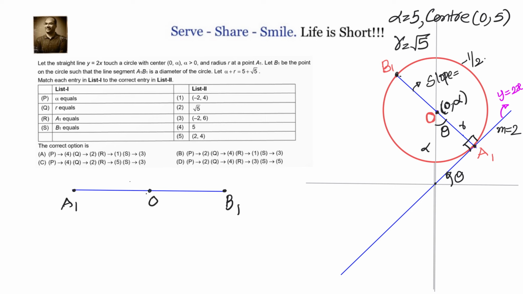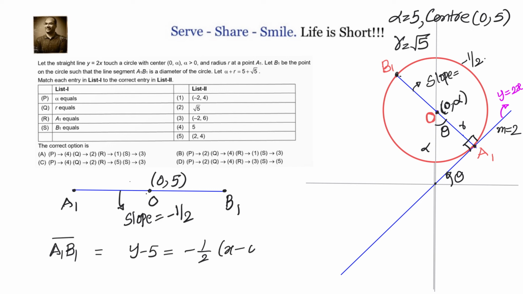So what is the equation of A1B1? The slope is -1 by 2 and it passes through the center (0, 5). We can use the point-slope form: y minus y1 equals m times (x minus x1). Here (x1, y1) is (0, 5) and the slope is -1 by 2. So the equation of A1B1 is y minus 5 equals -1 by 2 times (x minus 0). Let us simplify that. We get x plus 2y equals 10. X plus 2y equals 10 is one equation.